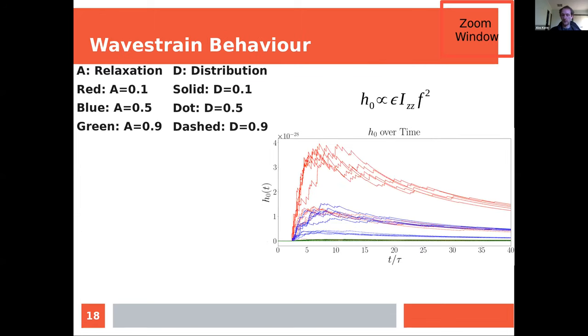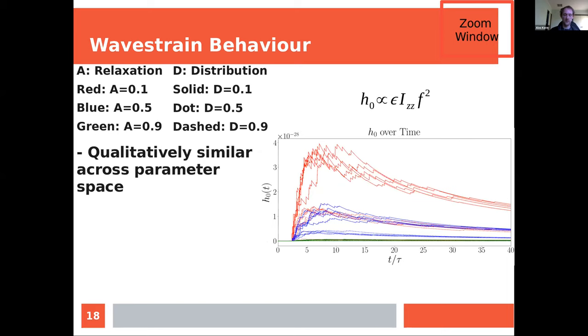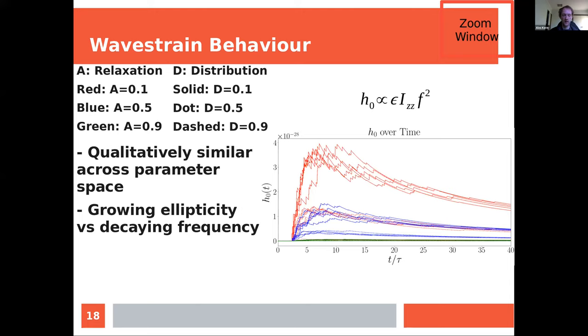Next, if we have the ellipticity and we also know the frequency, then it's straightforward to calculate the wave strain. And similarly, we find that the shape of the curve is qualitatively similar, whatever the crustal parameters, whatever the nature of the crust. It's just a scaling, because the crustal parameters control, among other things, the size of the mountains that form, and thus the ellipticity and thus the wave strain.